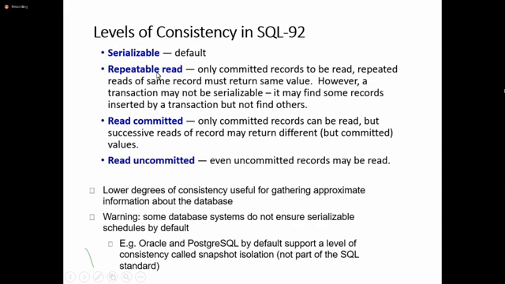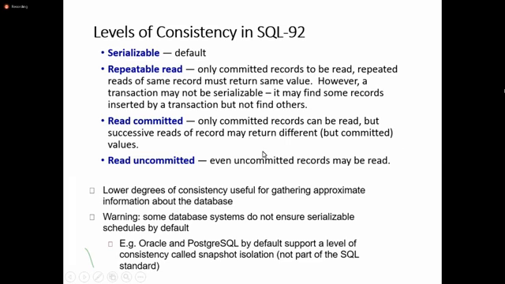Okay, then levels of consistency in SQL-92. Serializable is the default. Repeatable read: only committed records can be read, and repeated reads of the same record must return the same value. However, the transaction may not be serializable. It may find some records inserted by a transaction but not find others. Read committed: only committed records can be read, but successive reads of a record may return different values.